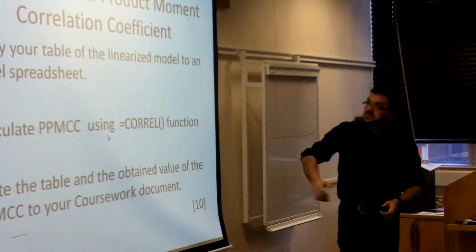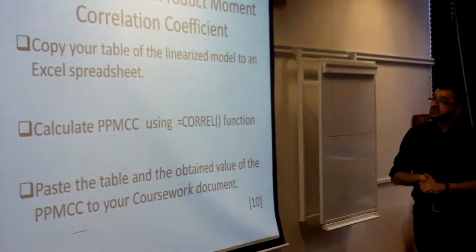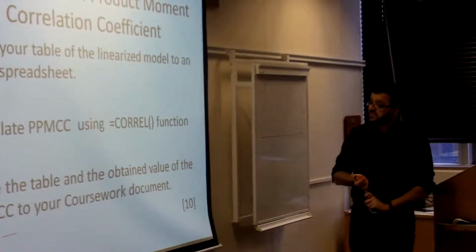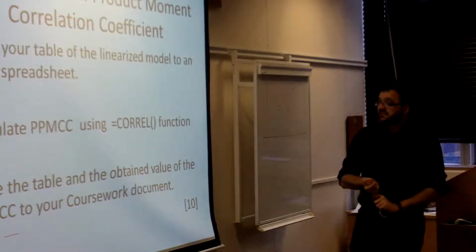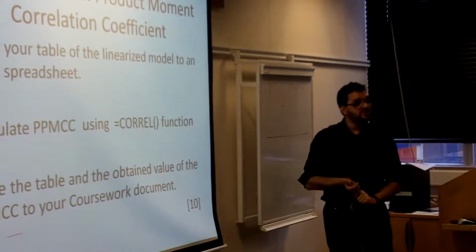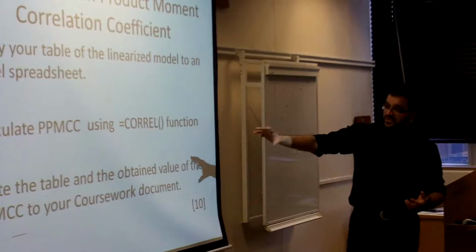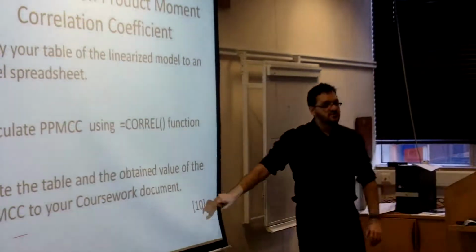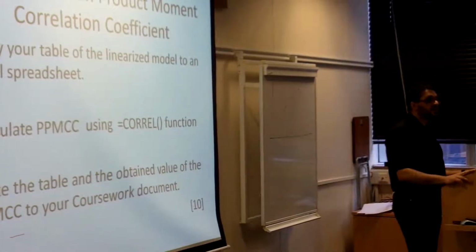And that's explained there. Copy the table of the linearized model onto the Excel spreadsheet. Calculate PPMCC using the correl function. Paste the table obtained and the value of the correlation coefficient into your coursework document. So you're explaining what values you got, you're explaining what data you obtained, and that's 10 marks for that section. Are we happy? Yeah?